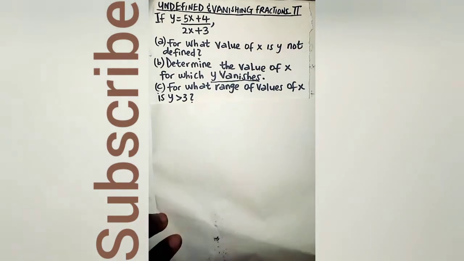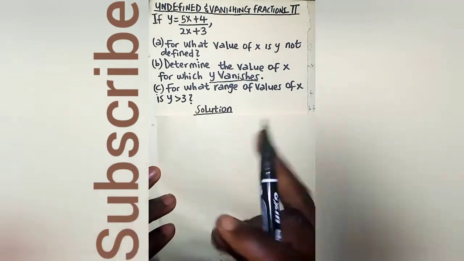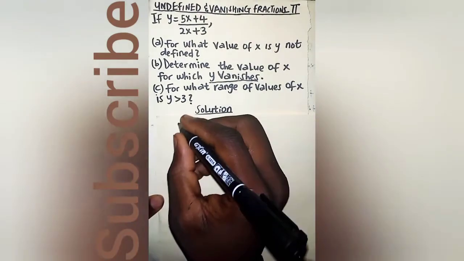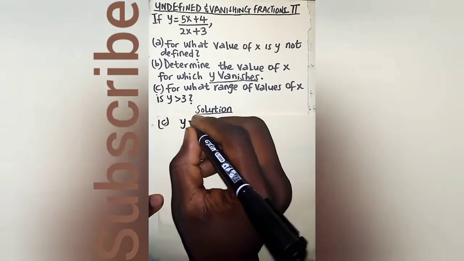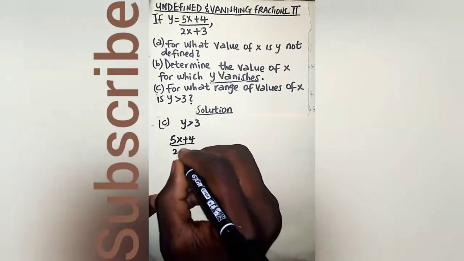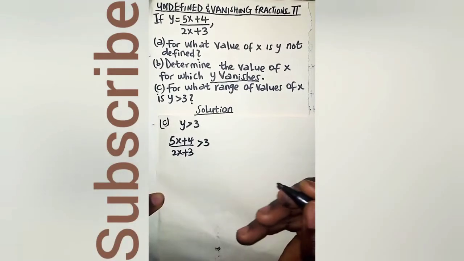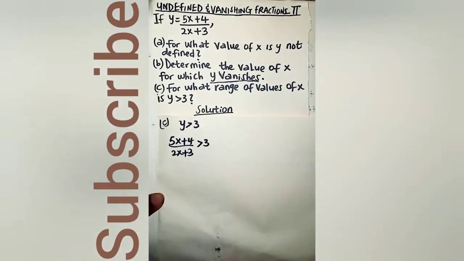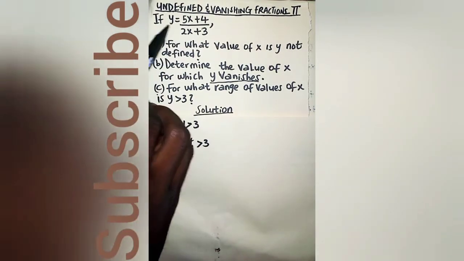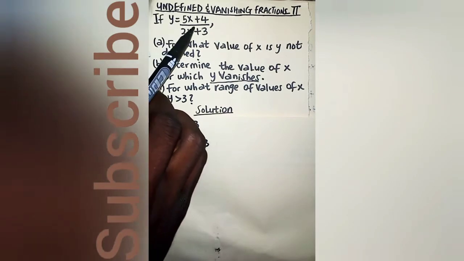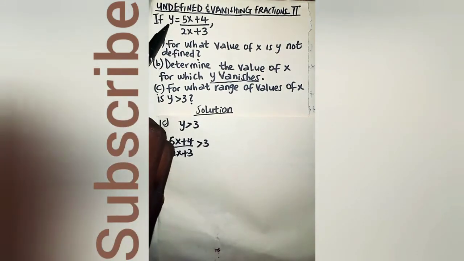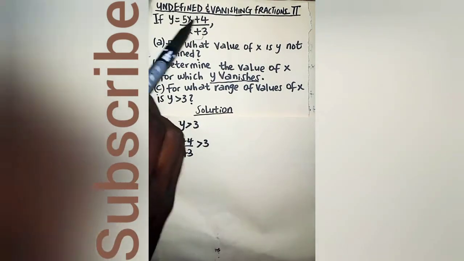Now let's see the last question we have here. The question is, for what range of values of x is y greater than 3? If y is greater than 3, definitely (5x + 4)/(2x + 3) must also be greater than 3. Why is it like that? This is because anything that happens to y must also happen to this expression here, so as to maintain the equality sign between them. So if I multiply this side with 2, I must also multiply the other side with 2. So in this case, if y is greater than 3, this expression must also be greater than 3.